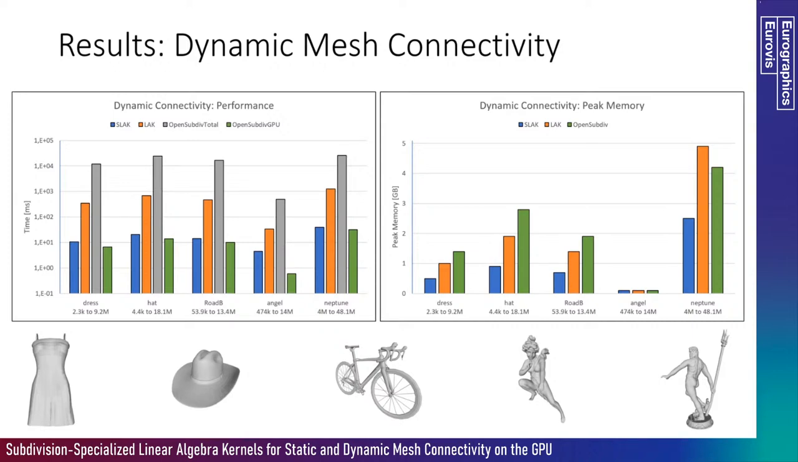Please note that the performance chart is in log scale. We split the timings for OpenSubdiv into two parts. The gray bar shows the total time for the subdivision, including pre-processing, and the green bar is the evaluation of vertex data on the GPU. For Lag and Slack, the complete subdivision time is shown.